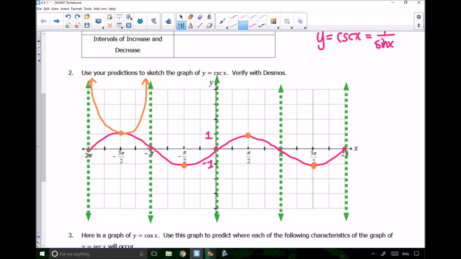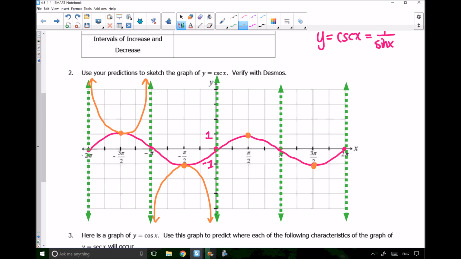Okay? Now I know from -pi to -pi over 2, my graph is negative. Therefore, my reciprocal function will also be negative. And from -pi to -pi over 2, my graph is decreasing, so my reciprocal function will be increasing. Okay? And then from -pi over 2 to 0, my graph is negative, so my new graph will also be negative. But from -pi over 2 to 0, my graph is increasing, so therefore my reciprocal function will be decreasing.